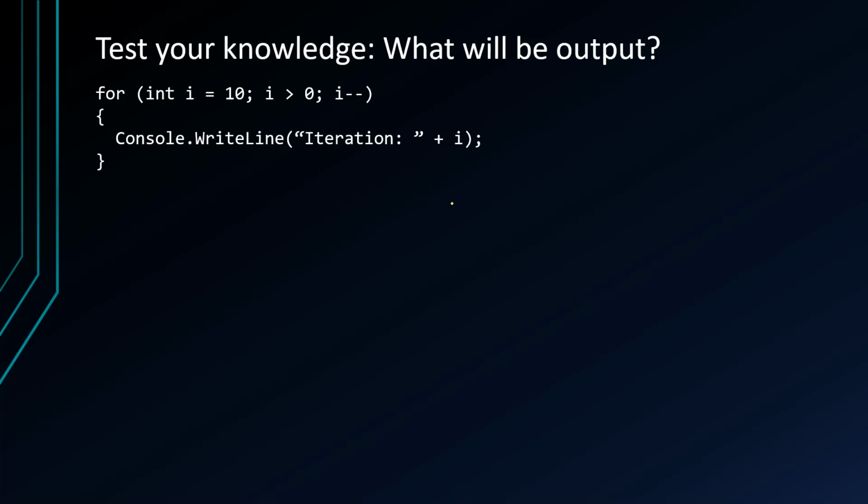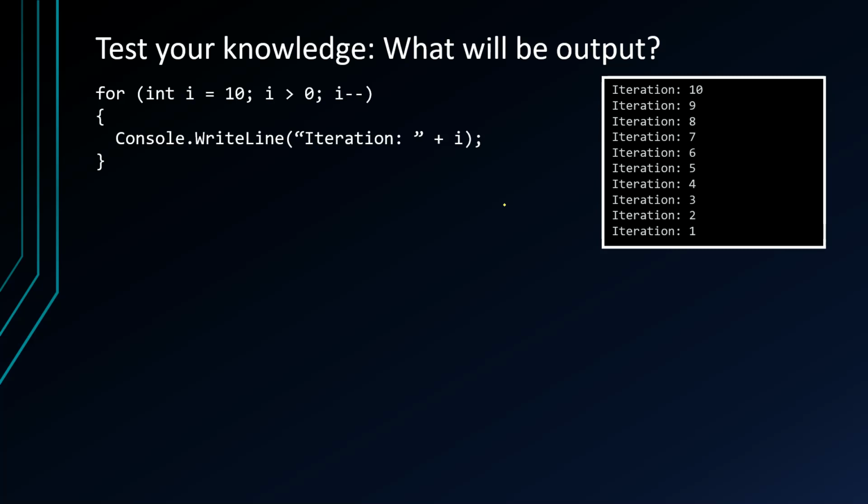All right. So if you figured that it would say iteration 10, then iteration 9, 8, 7, 6, the key is when does it stop? Well, the last one we're going to see is iteration 1, because as soon as it subtracts one more and puts it down to 0, it fails the I greater than 0 test, and it will continue on with the rest of the program. Okay, that was a nice one.